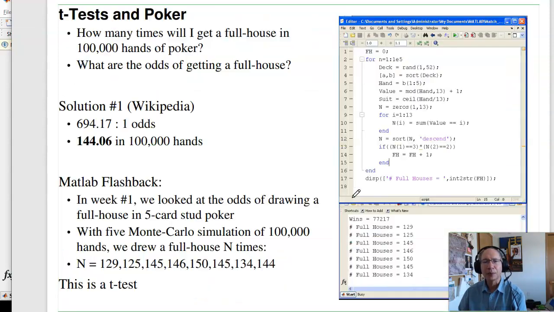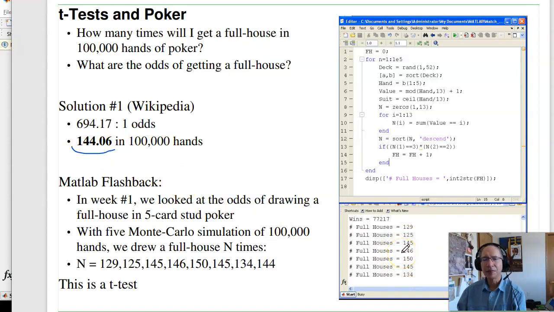Second example. Previously, we had this code for calculating how many times I get a full house. With 100,000 hands, I got a full house 129 times, 125, 145, 146, and so on. What's the actual probability of getting a full house? Well, from Wikipedia, I can see that the odds are 694 to 1, or in 100,000 hands, I should get 144.06, and that's kind of in this ballpark.